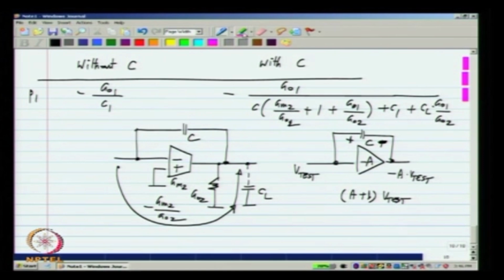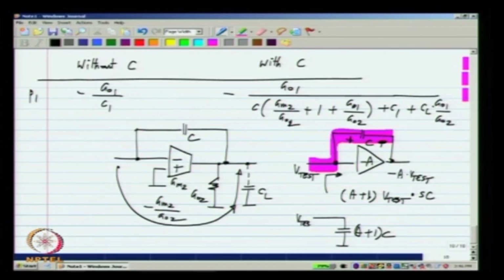So, that means that from this source V test it will draw a current which is equal to A plus 1 times V test times sC. Okay. So, simply looking into this block, it appears like I have a capacitance of A plus 1 times C, because if I apply V test to this, the current flowing here would be exactly the same as that one. Okay. This phenomenon is known as Miller effect.